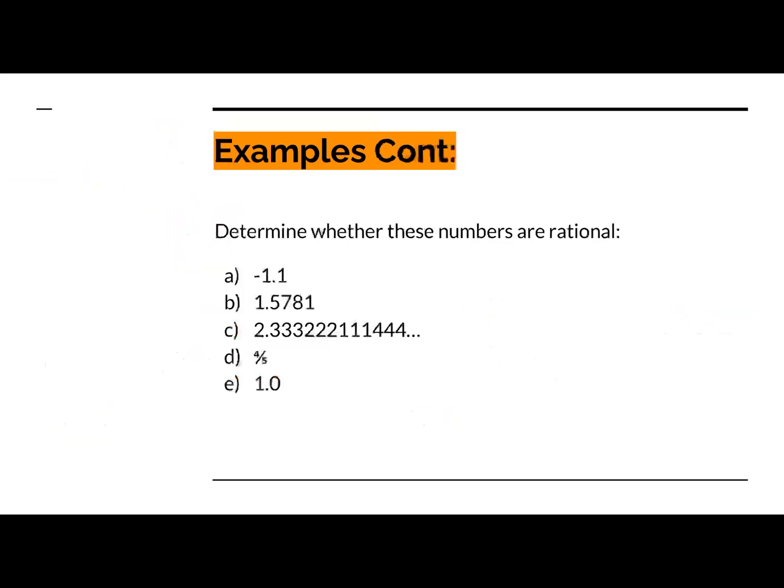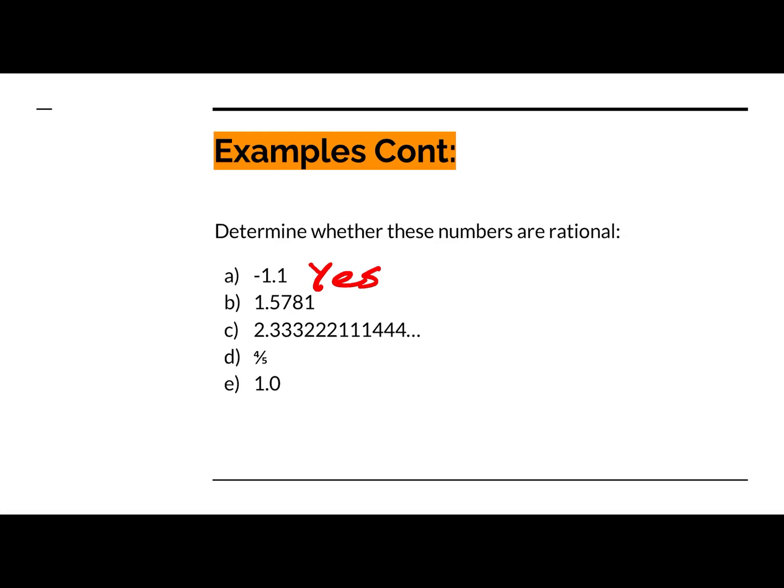So let's look at some examples here. We want to determine whether these numbers are rational. So let's look at this first one here. Yes, this is a rational number because it can be written as a fraction. We can also see that its decimal does not go on forever. And a decimal that goes on forever would not be a rational number.